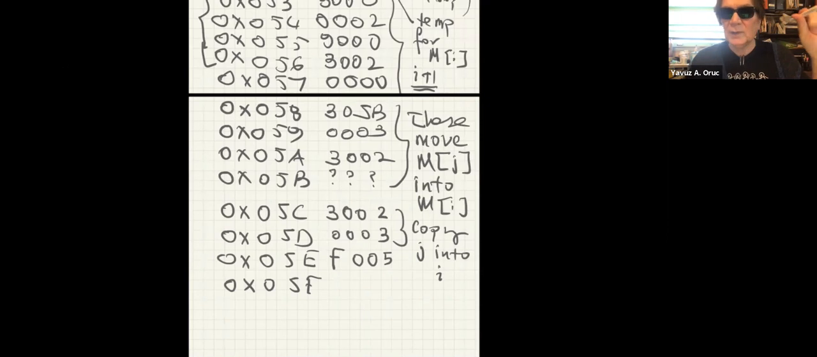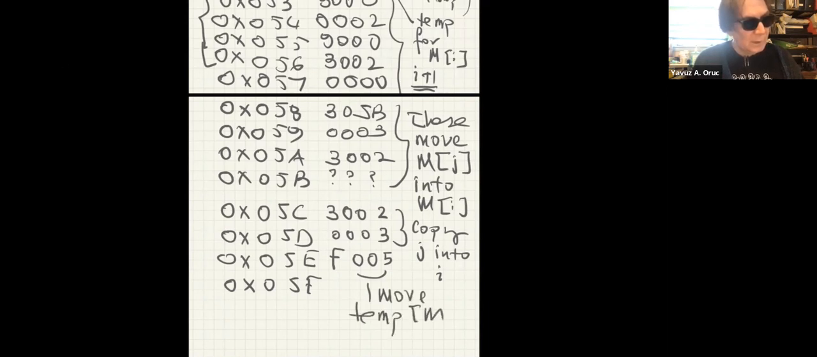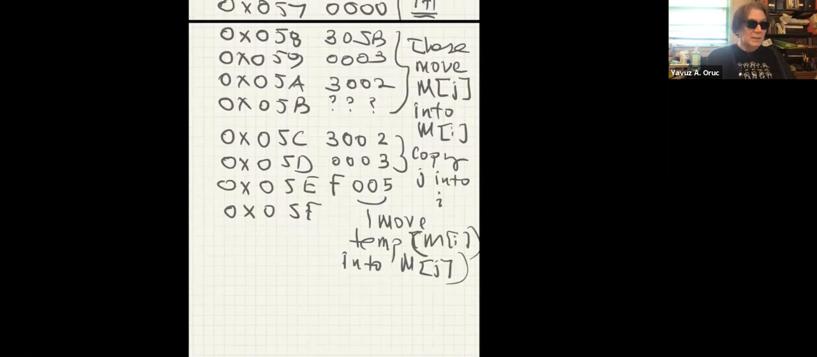I'm going to move to a location something that sits in location 5. So move temp, which is actually I, into MJ. Okay. And that's it. That's where I think we're done with this.